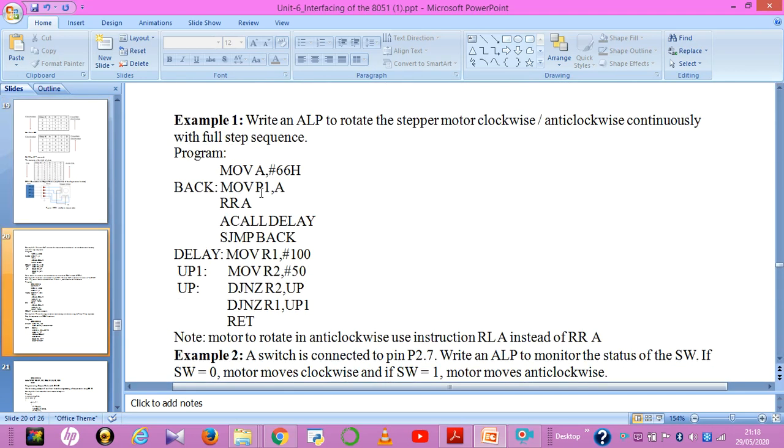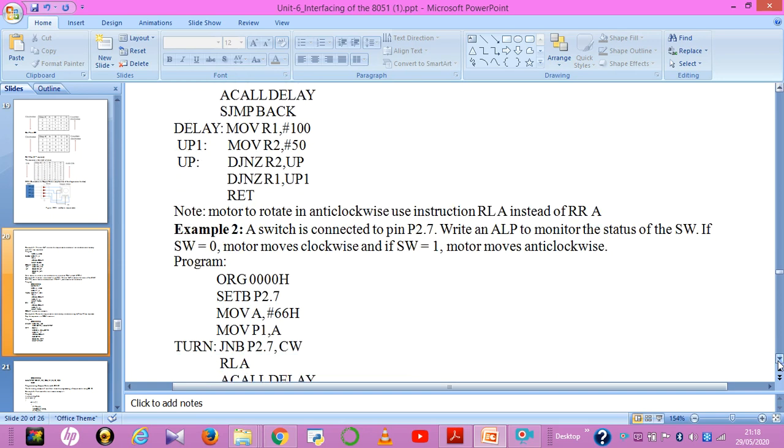Next, send it to P1, then rotate right the accumulator contents. The next value comes automatically. This is continuous, and a delay is given. To see the rotation, you have to give the delay. If the delay increases, the speed of the stepper motor is going to decrease. Next, to make the anti-clockwise direction, you change the instruction RLA instead of RRA. It changes the direction of the stepper motor. For anti-clockwise, that value is going to change.